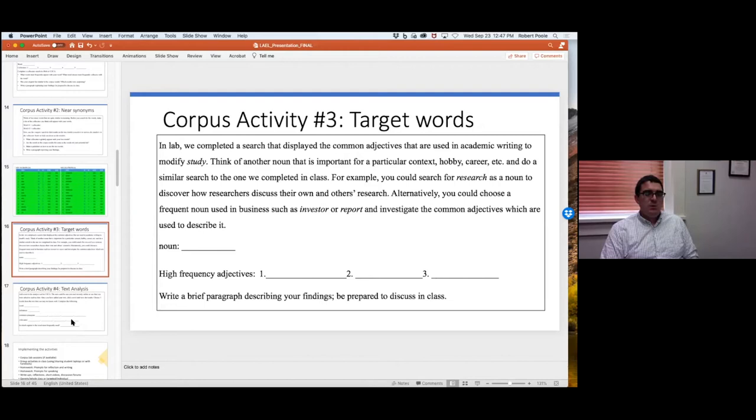So again, this is simply designed to help students explore language use in their target domain, whether they are in engineering or business, humanities, whatever their area of study is. They can craft searches that are individual and empowering and push them towards becoming members of that community, help them sort of talk the talk, right?